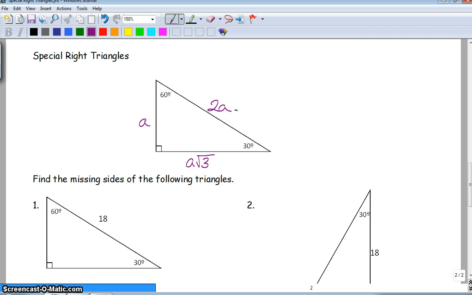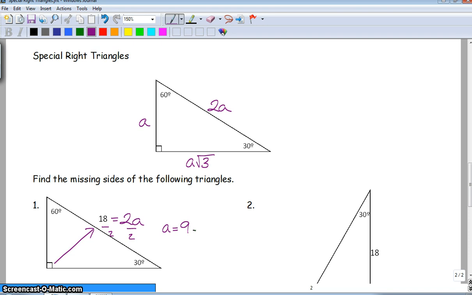So we're going to look at this first problem. I'm given the side across from the 90 degrees. If I look back at my chart, that's the 2a side. So now I'm going to solve and get a by itself. So we're going to divide both sides by 2, and a equals 9.